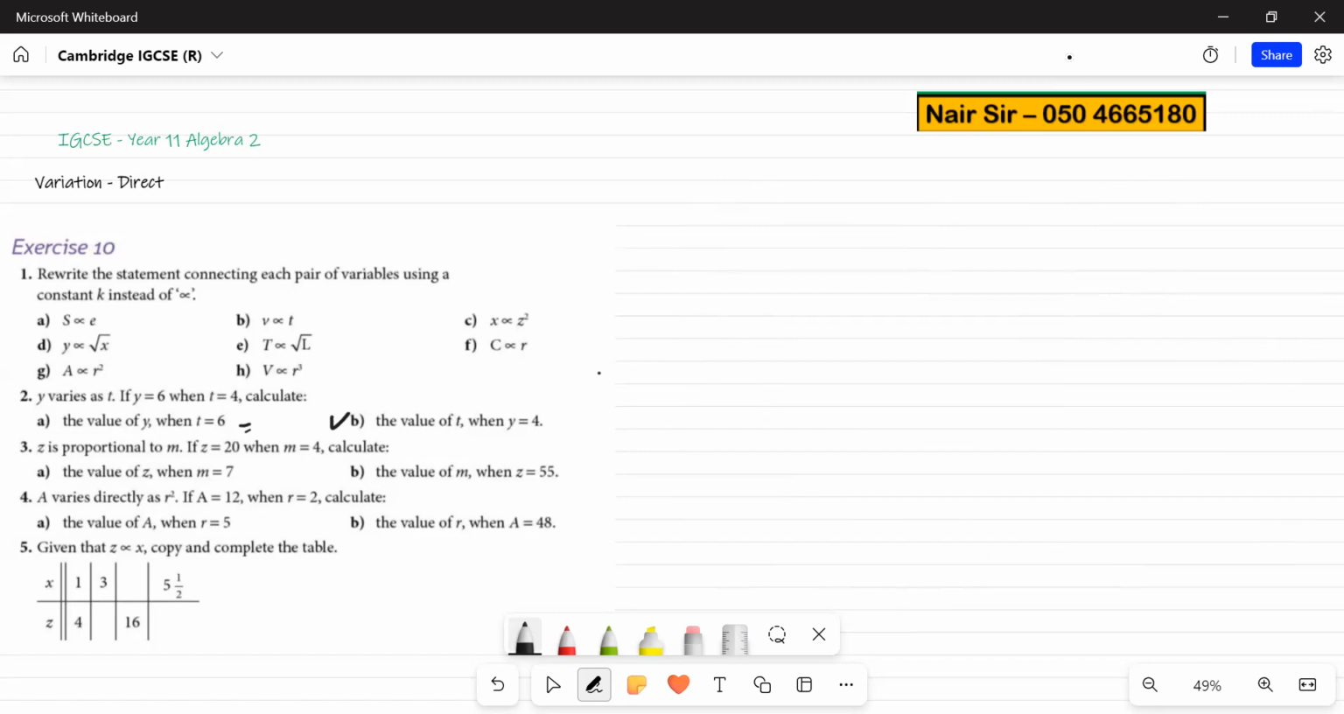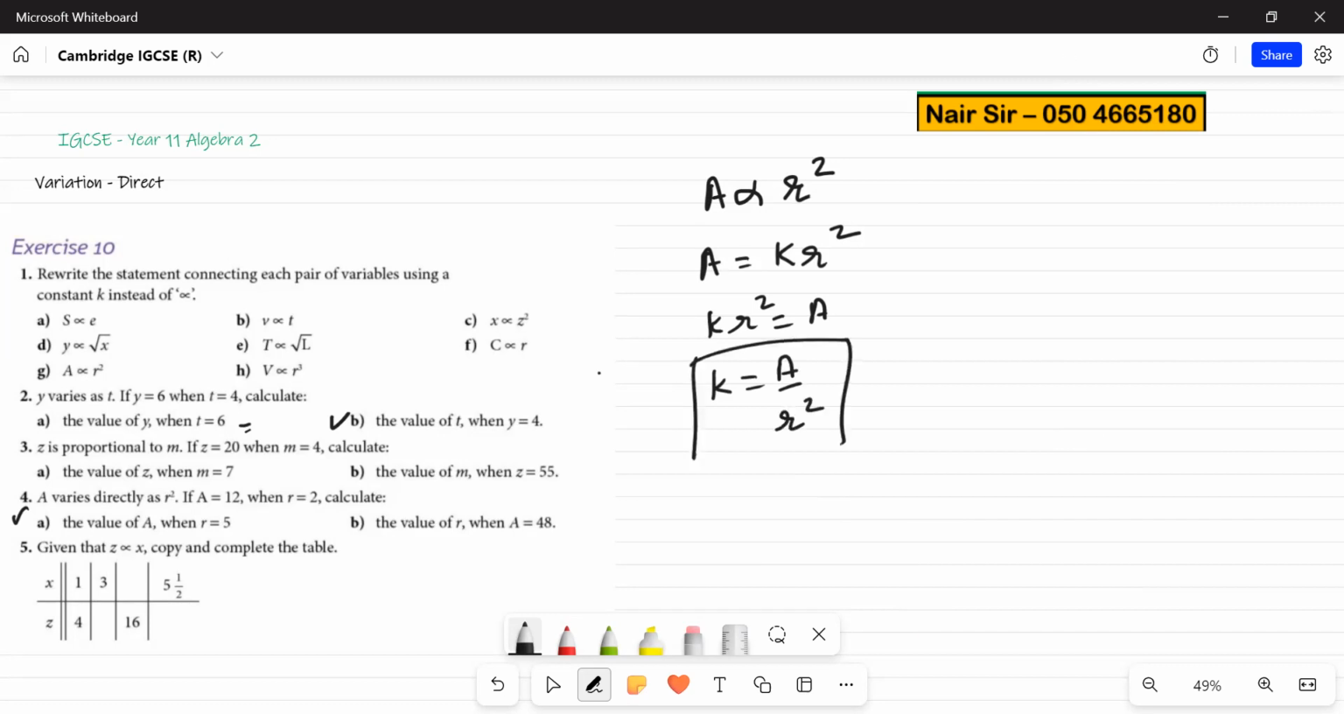I'm doing question number 4. A varies directly as r square. Oh, they are given you very clearly. A is equal to 12 when r is equal to 2. So what I'm going to write like this will be A is equal to k r square. Okay, so I can write this as k r square is equal to A. I'm trying to find subject as k. So k is equal to A upon r square. This is my equation for k.